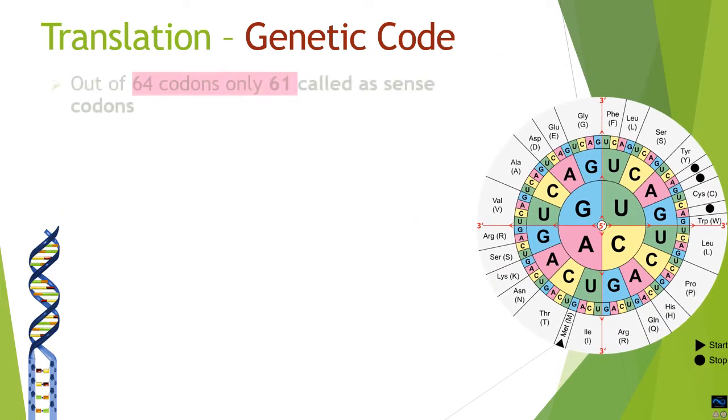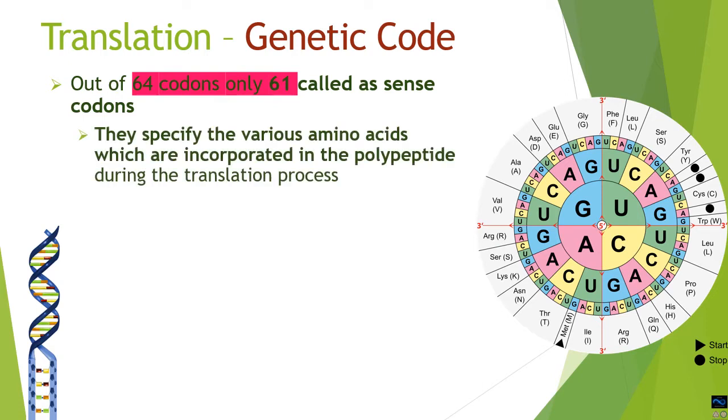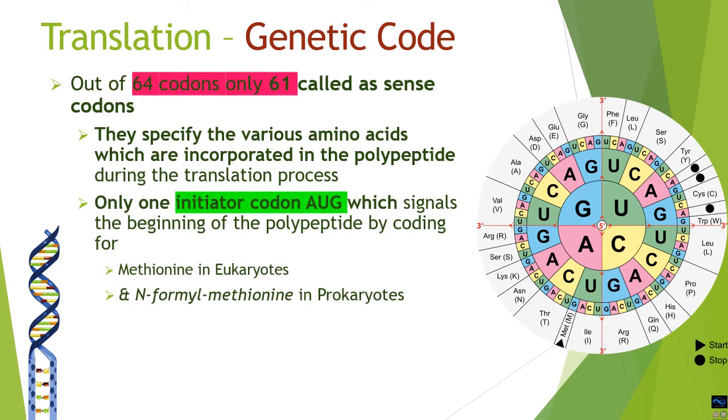Within these 64 different kinds of codons, only 61 represent an amino acid. That means that one codon is for a specific amino acid and codes for it during polypeptide synthesis in the translation process. One of these 61 codons codes for the initiator amino acid, which is methionine in eukaryotes and N-formyl methionine in prokaryotes.